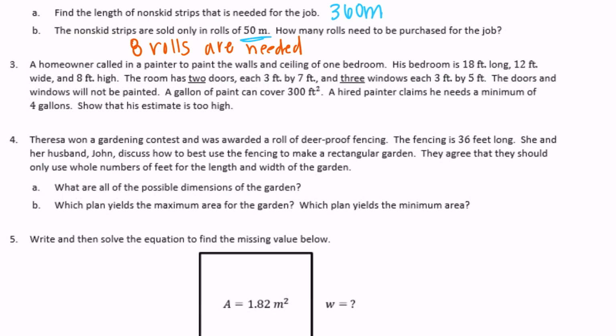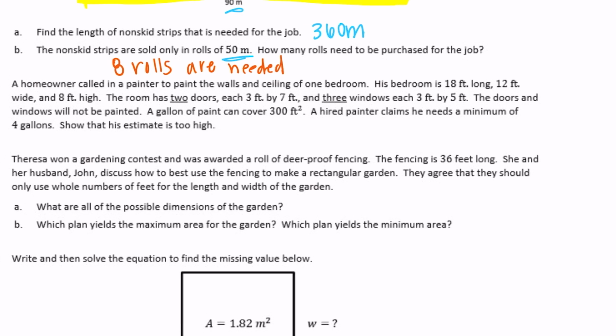Number 3, a homeowner called in a painter to paint the walls and ceiling of a bedroom. His bedroom is 18 feet long, 12 feet wide, and 8 feet high. The room has 2 doors, each 3 feet by 7 feet, and 3 windows, each 3 feet by 5 feet. The doors and windows will not be painted. A gallon of paint can cover 300 square feet. A hired painter claims he needs a minimum of 4 gallons. Show that his estimate is too high.